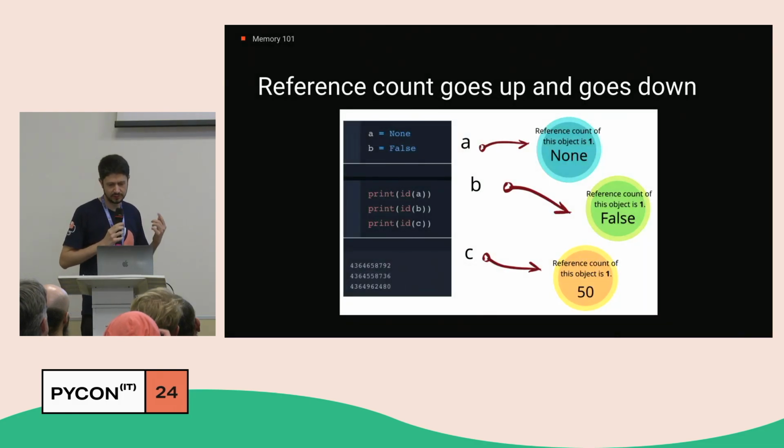Now, let's go the other way around. Instead of incrementing the reference count, let's try to decrement it. Let's say we set A to None, B to False, and C will be the very last thing that's pointing to the value 50. So we have the reference count as 1, and we'll have different memory positions. In practice, the reference count won't exactly be 1, but we'll get into that 2-3 slides ahead.